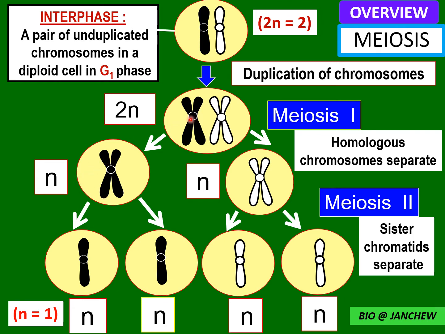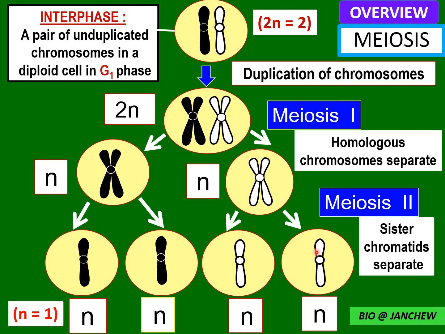From diploid condition, where there are two copies of this type of chromosome, now there's only one copy of this type of chromosome of this length. So we call this a haploid daughter cell. From diploid condition, the cell has become haploid after meiosis I.